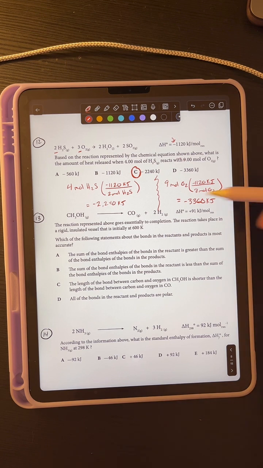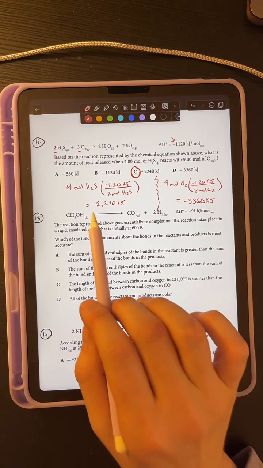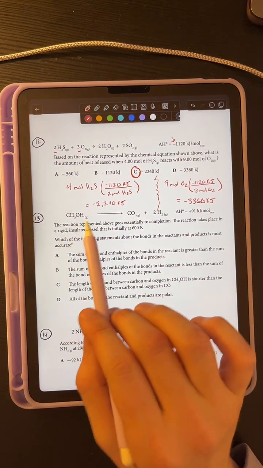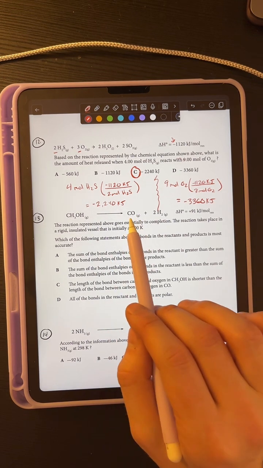The reaction representative of, we'll go on to number 13, goes essentially to completion. So we're taking all of this CH3OH and we're pretty much producing.